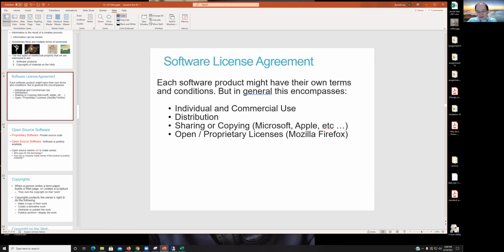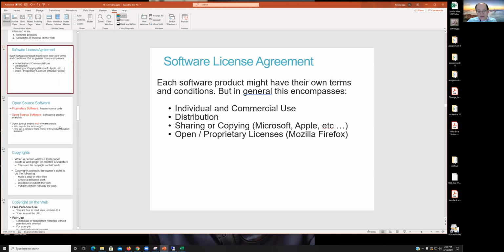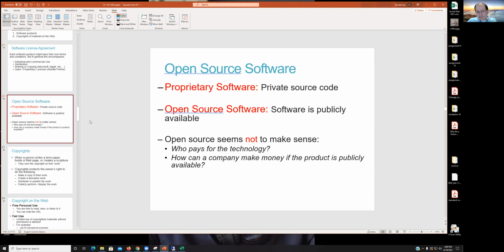Down here where it says sharing and copying and open and proprietary licenses, you can see some examples here. You can probably build up your own examples too, right? Something you probably want to do in preparing for the final exam is to have different types of examples for these different software license agreements. Okay, so let's move forward on this.